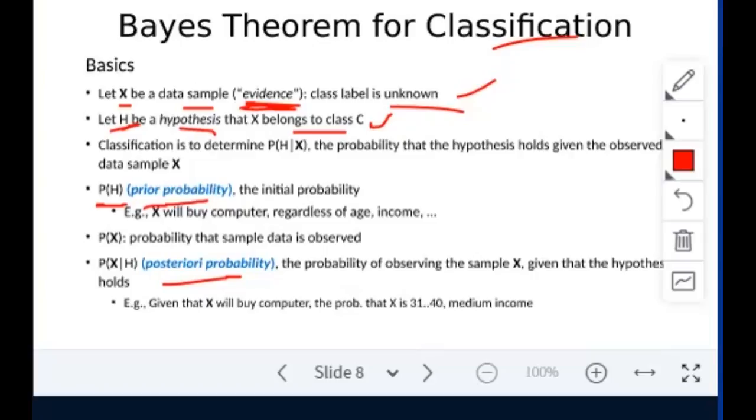It is the probability of an event before evidence is seen. Before evidence is seen means the class label is unknown, and the evidence is not yet seen. So what is evidence? Evidence is an attribute value of an unknown instance, which means the class label is not yet predicted.